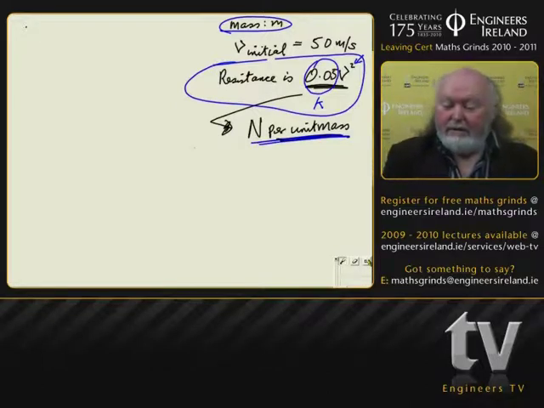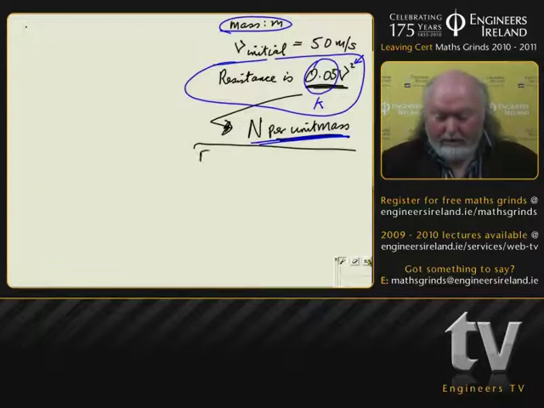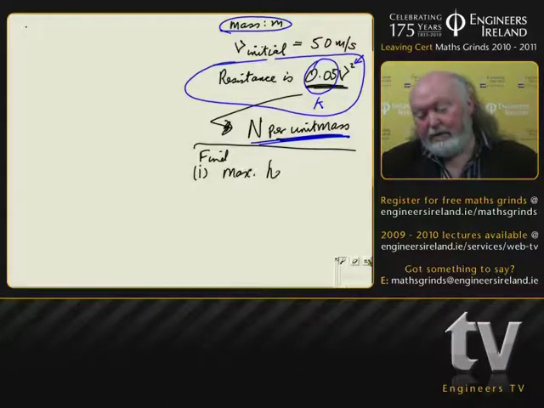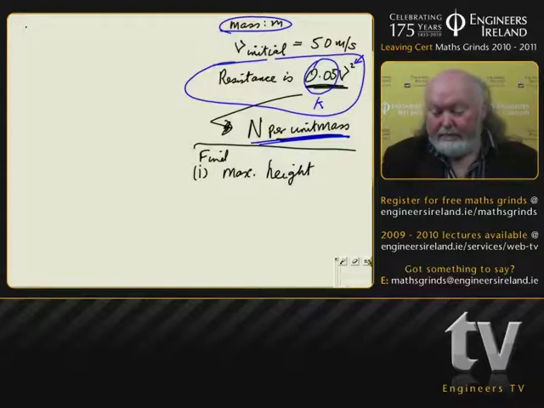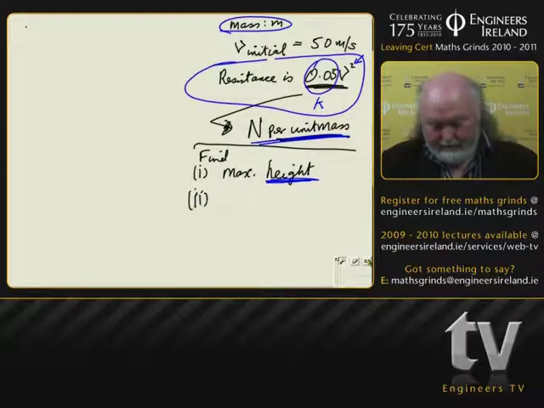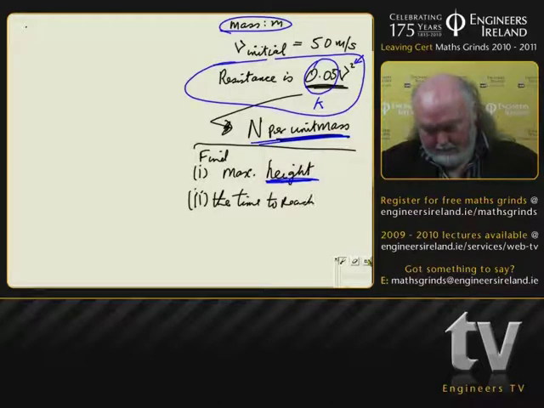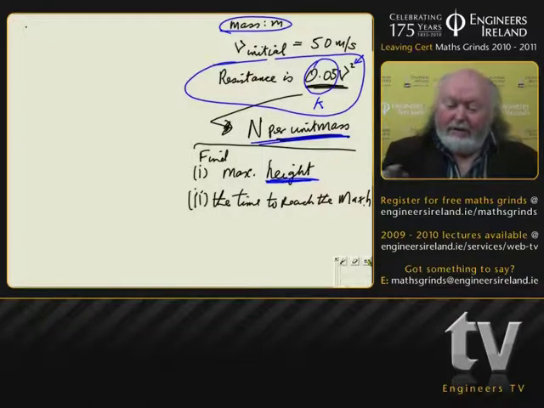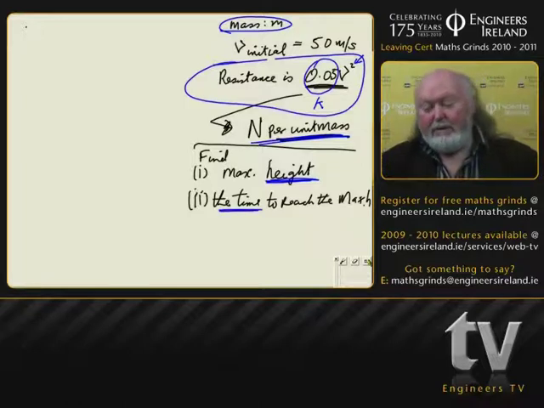There are 3 questions asked, and it's what makes this interesting. 1. Find the max height. That's telling you for part 1 the particular version of acceleration to use. 2. The time to reach the maximum height. That's telling you which version of the acceleration equation to use.